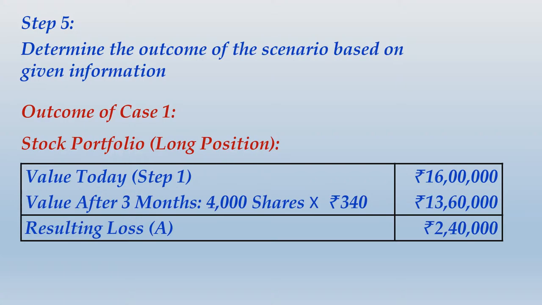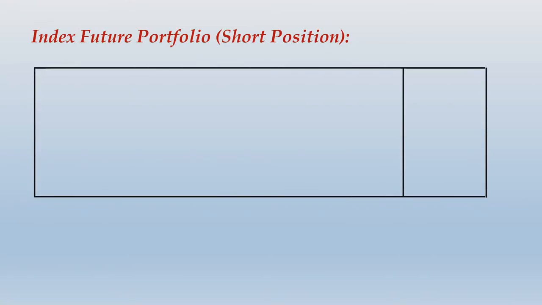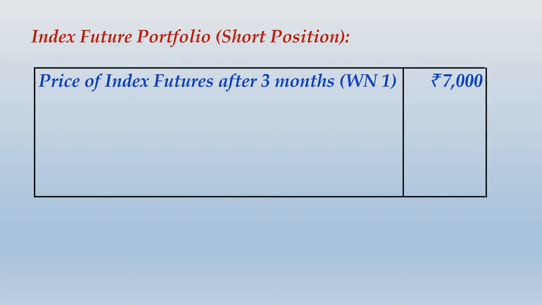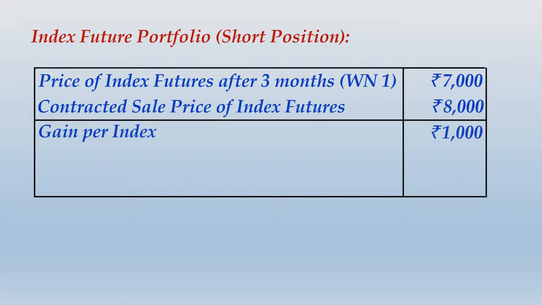All right, I'm sure you have done the needful. Moving forward, index futures where you have a short position: price of index futures after 3 months, what we would expect will be 7,000. You have entered into the contract with a short position, that means you have agreed to sell at 8,000, which is the contract price. But on settlement the price will be 7,000. Gain per index will be rupees 1,000. Why? Because you have agreed to sell at 8,000 and on the settlement the price will be 7,000.